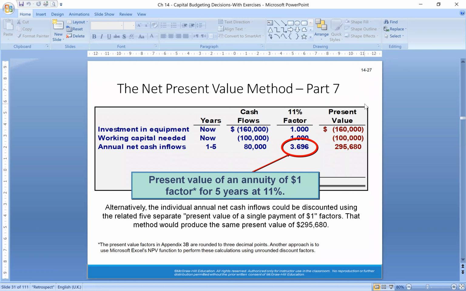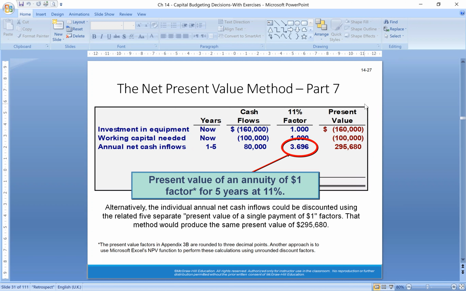The important one, maybe, is line 3, the annual net cash inflows. What does that 1 to 5 mean? We are waiting to receive cash inflows from year 1 to year 5. So we will receive 80,000 net cash inflows in year 1, 80,000 in year 2, year 3, year 4, year 5. So each year we are waiting to receive $80,000.